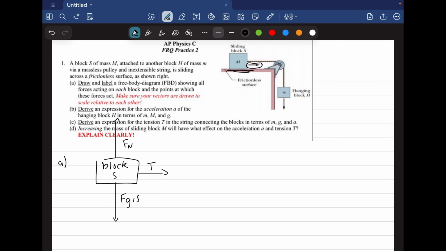And then for block H, there's gravity pulling it down, right? Gravity pulling it down. So F, G, H. But there's also tension of the string. But since it's moving down or to the right, you know your T has to be less than your Fg, right? So let me redraw that. Okay.